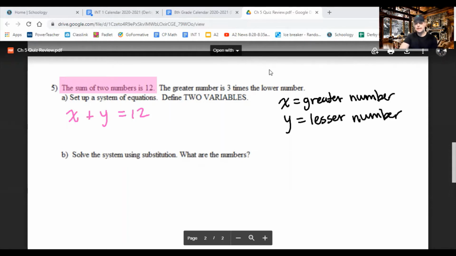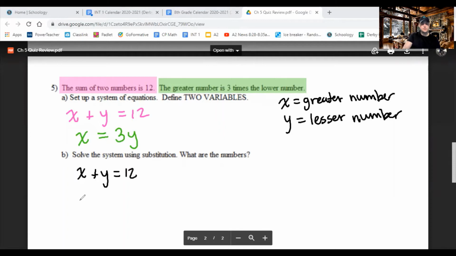Okay, so again, highlighting, I like it. It helps me stay focused on what sentence matches to what equation. All right, the greater number is, so they're talking about the x variable, because that's the greater number, is or equals 3 times the lower number. 3 times y is the lower number. There you go, got your system. Not so bad. So I'm going to copy this system down in part B, and then we're going to talk about the steps to solving it using substitution.